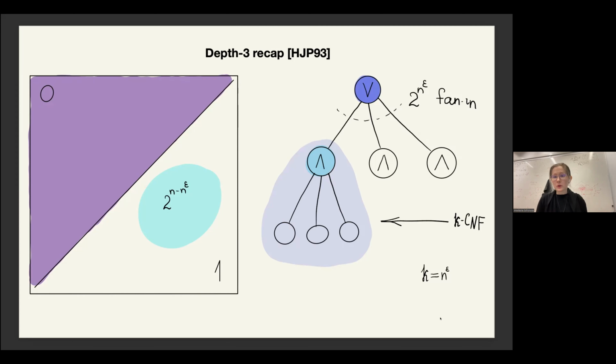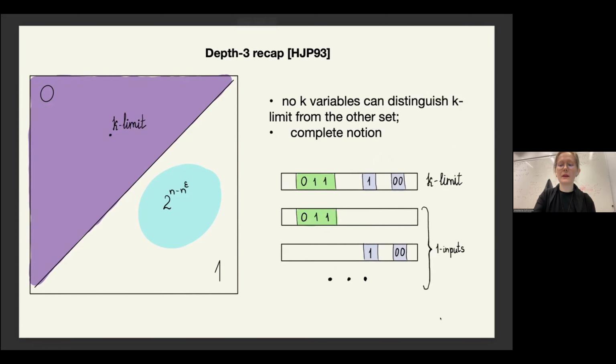Okay, so I want to say that this CNF of restricted width cannot do this. And I want to say this by telling you exactly which point is the one that will make an error. This special point is called a K-limit. And the idea behind a K-limit is that no K variables can distinguish this point from this chunk of ones that we picked. What do I mean by that?